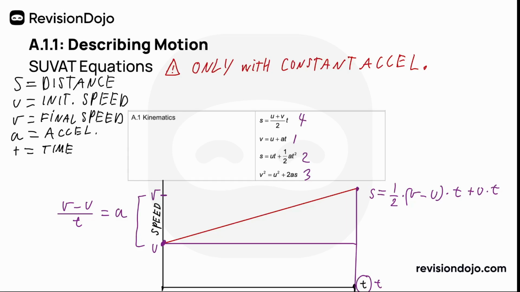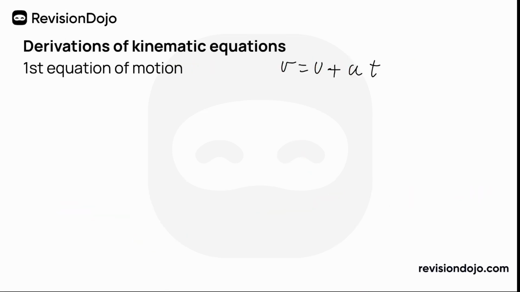Without further ado, let's start with the first equation of motion. So the first equation of motion is just V equals U plus AT. And it's a very, very simple derivation, as we simply take the gradient that we got before, so our rise over run, and we rearrange this. That's it. That's the first equation.